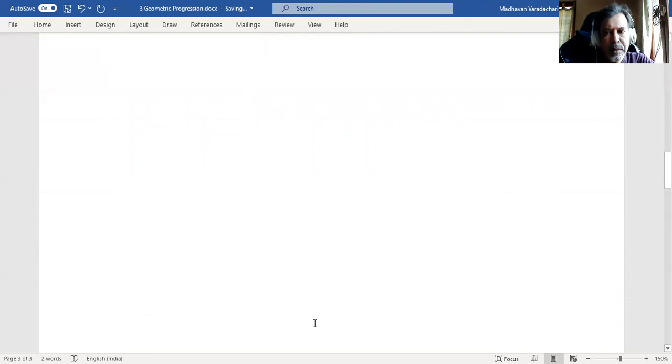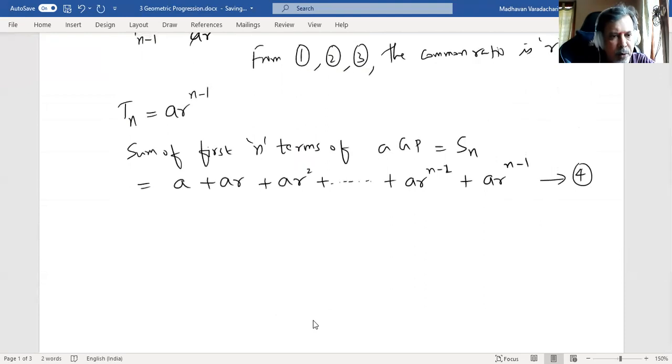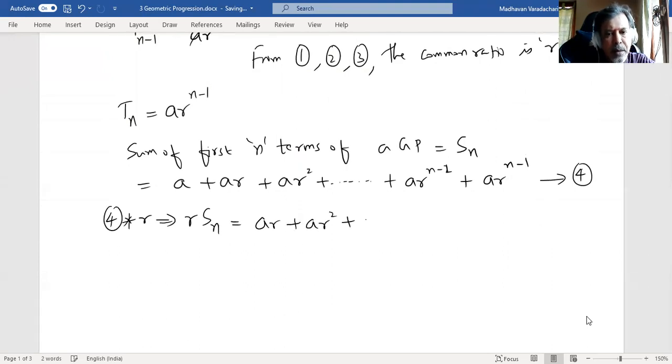Now, let's do one thing. Multiply this fourth equation by R. So what do we get? R into Sn will be equal to, for each of these terms I have to multiply R. So the first term will become AR, the next term will become AR square, the third term will become AR cube, plus and so on. The n minus 1th term will become AR power n minus 1 and the nth term will become AR power n. Call it equation 5.